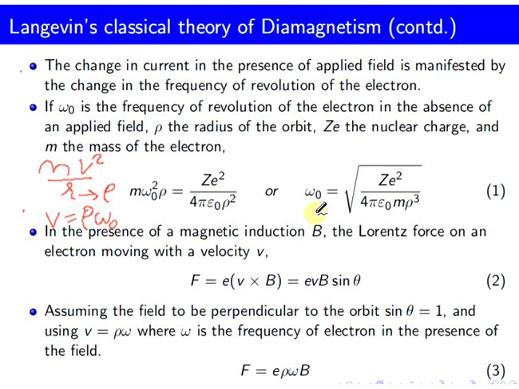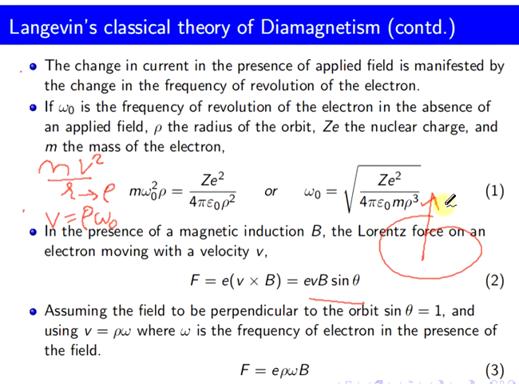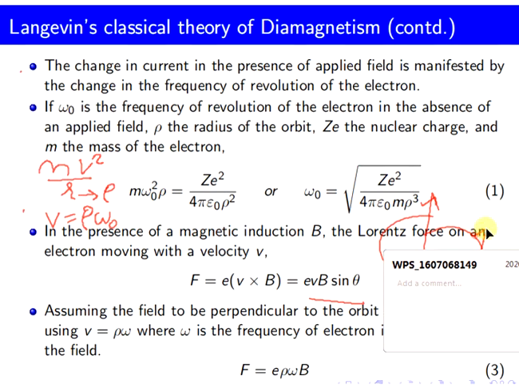In the presence of a magnetic field induction, the Lorentz force on an electron moving with a velocity v is given as F is equal to q v cross B. Here q is e, the charge of the electron, v is the velocity, and B is the applied field. So this equation will be e v B sine theta. Assume that the field is perpendicular to the orbit. So this electron is orbiting around the nucleus, and this field is applied, and this is the velocity at which it is moving.